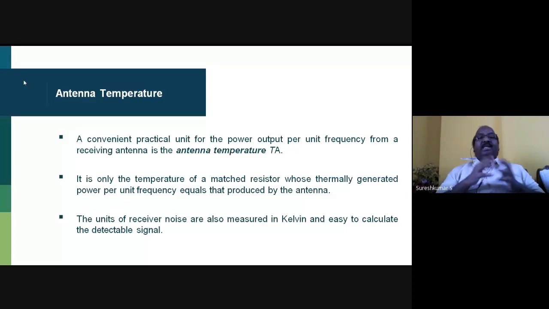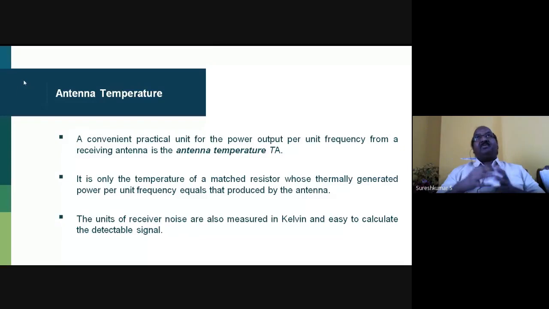Okay, for the ease of receiver analysis, what they have done is that they have included the signal received by the antenna, when a signal is incident on it per unit frequency, and converted it into antenna temperature, which means that it is the temperature of the matched receiver whose thermally generated power per unit frequency equals that produced by the antenna. So whatever signal is received by the antenna, you try to put a matched resistor and ask what is the temperature generated by it for the incident unit power per frequency, and that is called antenna temperature.